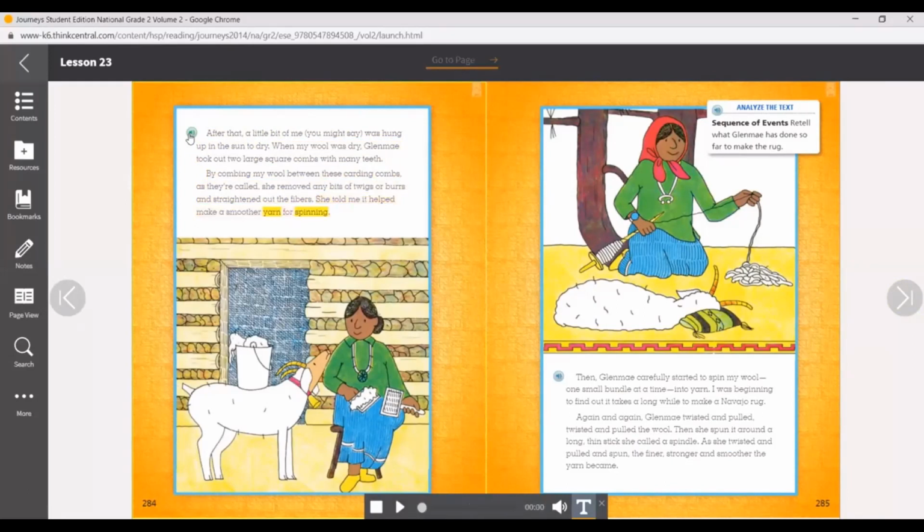Boys and girls, how do you think the wool might have gotten twigs or burrs in it? Boys and girls, it probably got twigs and burrs in it because the wool used to make this used to be Geraldine's coat, and wool fibers may have collected the twigs and burrs when she rubbed against the plant. Sequence of events. Retell what Glen May has done so far to make the rug.